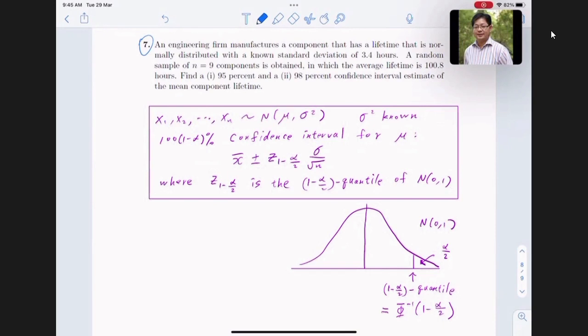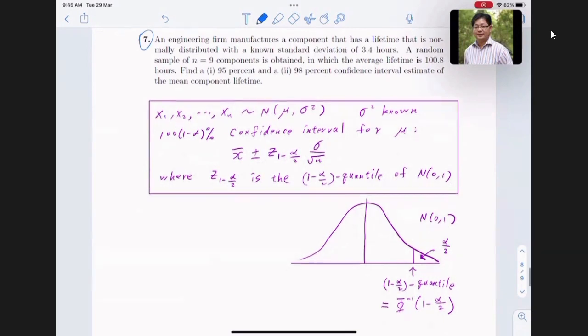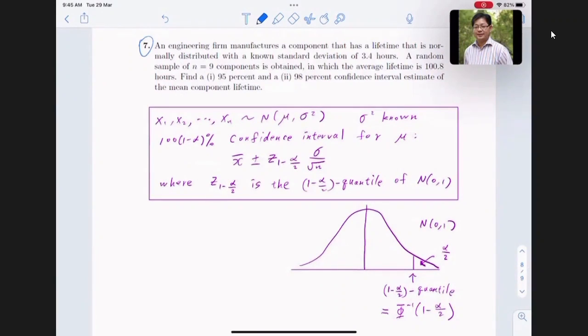Okay, we have 5 minutes left, so maybe I will just say a few words on how to do this kind of question. This is a typical question when we are given a normal sample, and we are asked to find a confidence interval for the population mean. Then what we need to do is just to substitute all the information into the formula. Whenever there is a random sample from the normal distribution with unknown mean and known variance, the confidence interval for the population mean can be obtained by using this formula.